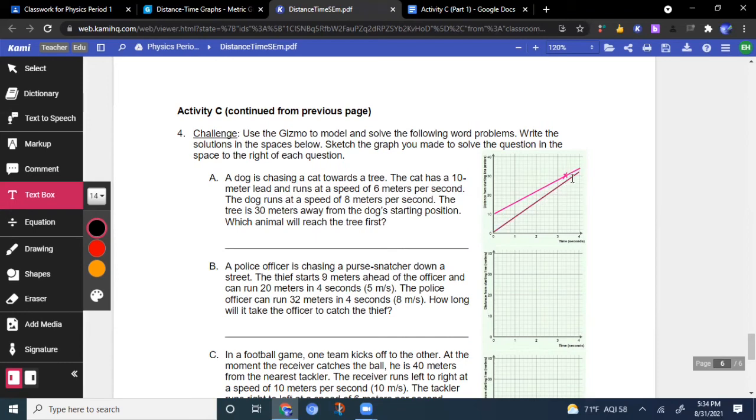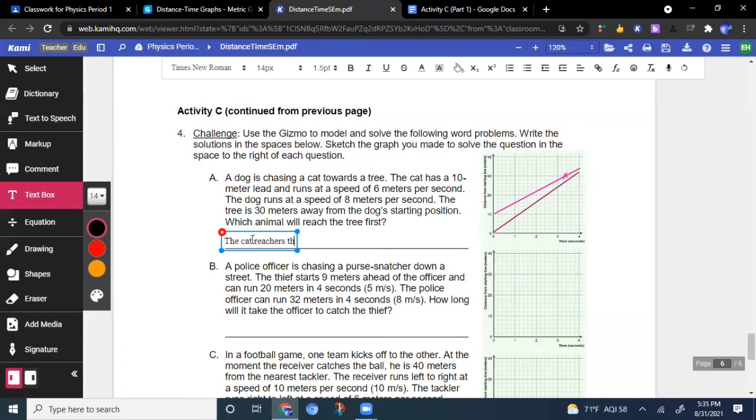Thus, the dog would end up at this position over here. Okay, who's going to get to the tree first? Well, the tree's 30 meters away. If you look 30 meters right here, that corresponds to the cat's graph getting to the 30-meter mark before the dog does. Cat reaches the tree first in about, it looks to be about 3 1/3 seconds.